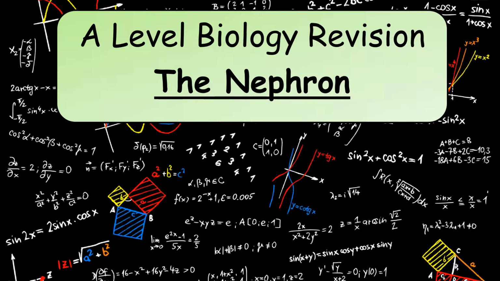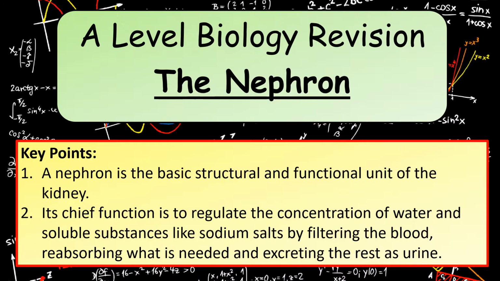Welcome to this A-level video on the structure and function of the nephron. The nephron is the basic structural function that we find in the kidney. Its major function is to regulate the concentration of water and other soluble substances like salts by filtering the blood, reabsorbing what is needed and excreting the rest as urine.